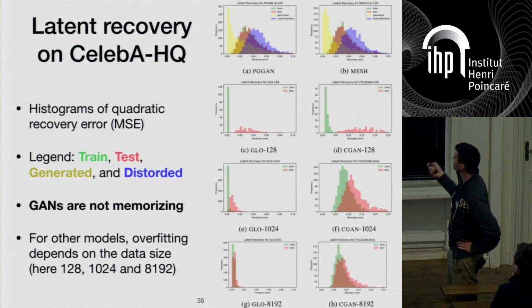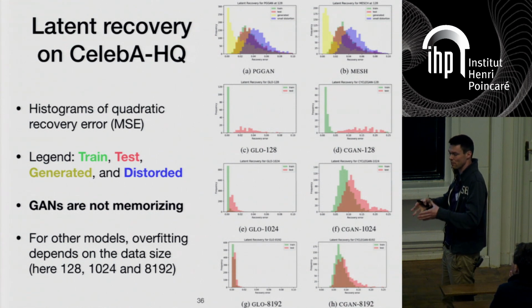But for hybrid GANs, for example, this is a different story. What we can see is that there is clearly a difference between the two. And the more images you use with the same network capability, the less you manage to overfit.